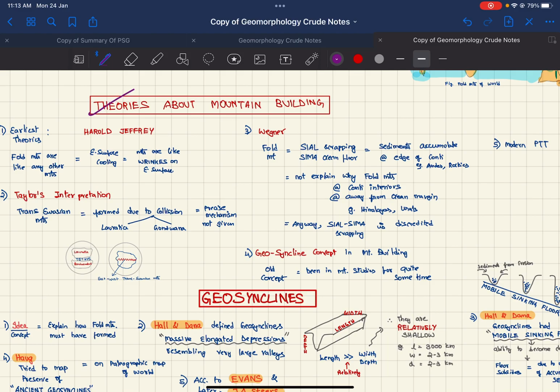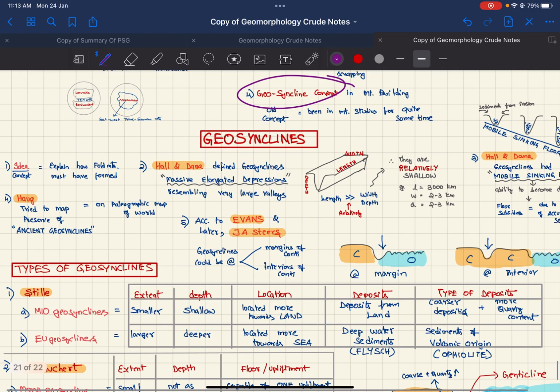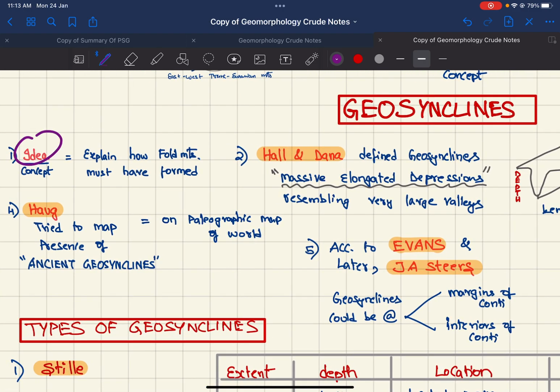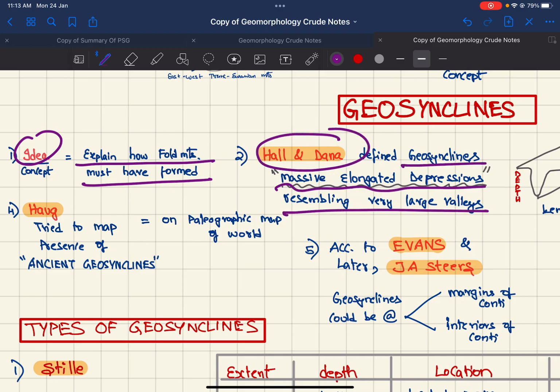Theories about mountain building: we've already seen Harold Jeffreys' theory, Taylor's interpretation, Wegener, and the geosyncline concept and modern plate tectonic theory, which we'll see today. So the geosynclines idea is to explain how the fold mountains must have formed. Hall and Dana define geosynclines as massive elongated depressions resembling very large valleys.